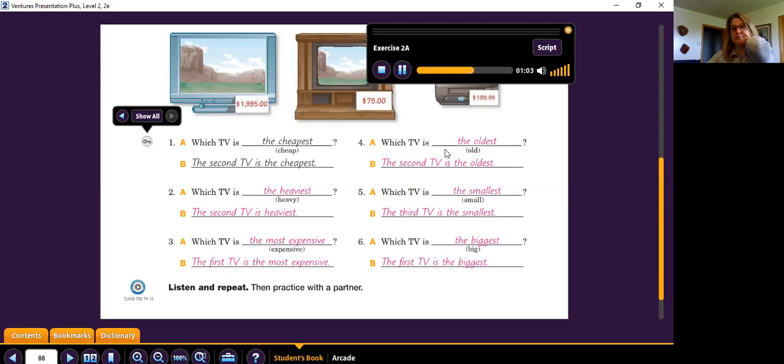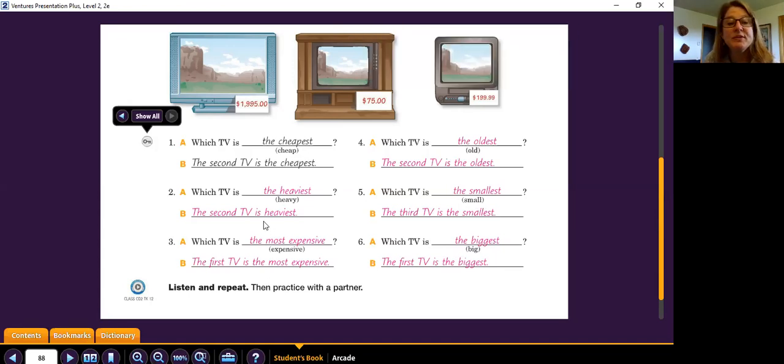4. Which TV is the oldest? The second TV is the oldest. 5. Which TV is the smallest? The third TV is the smallest. 6. Which TV is the biggest? The first TV is the biggest. Very good. The one I noticed here is number 2. Which TV is the heaviest? The second TV should say the heaviest. Okay.